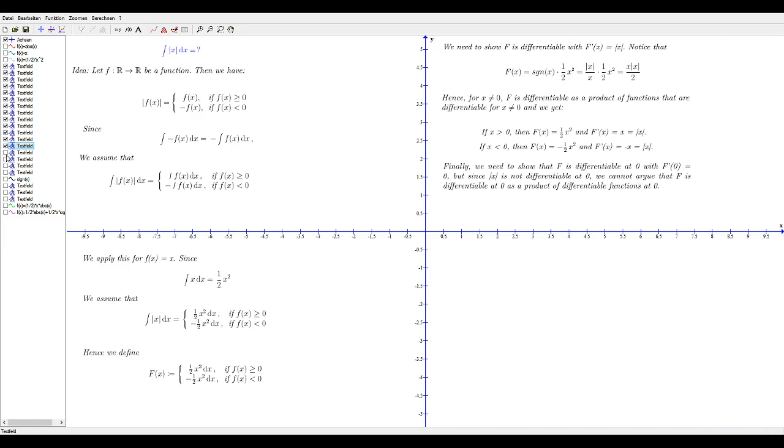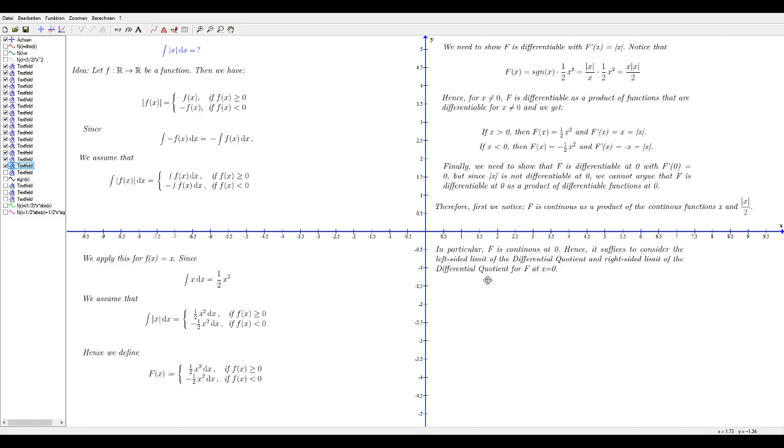And in order to do this, we note one thing first. What we do note is that capital F of x is continuous, which is of course mandatory. I mean, differentiability implies continuity. So if this function really is differentiable, then it has to be continuous. And this is in fact continuous everywhere. And again, it's a very easy argument. We first notice capital F is continuous as a product of the continuous functions x and absolute value of x divided by 2. These two functions are continuous everywhere, even at 0. And so capital F is continuous everywhere. In particular, capital F is continuous at 0.